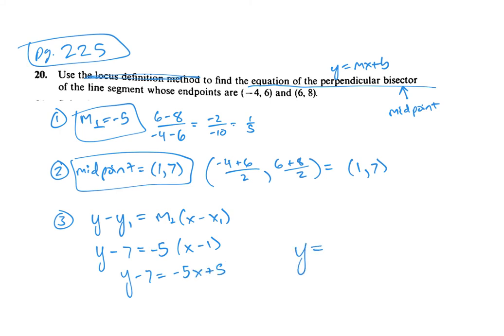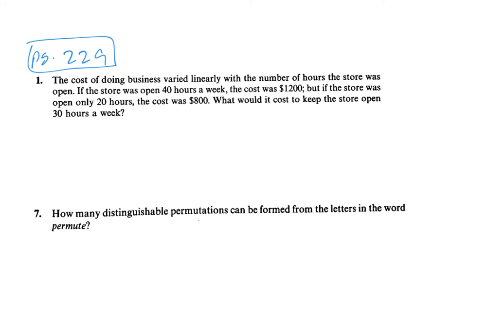And I come out with y equals -5x plus 12. All right, the first one on this slide has the cost of doing business varies linearly. So varying linearly means on a graph it would be a straight line, and straight lines are represented with y equals mx plus b.